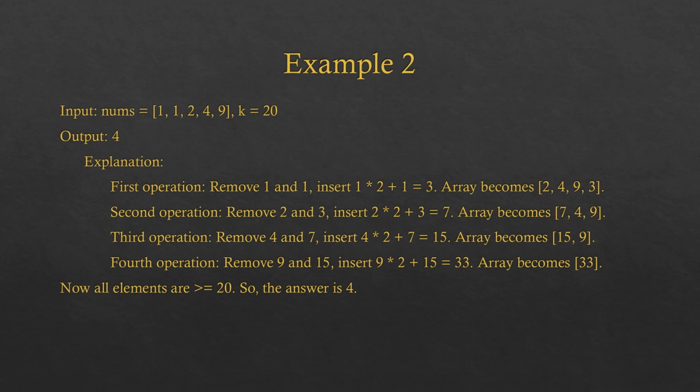In the third operation, we remove 4 and 7, and the new number is 4 times 2 plus 7, which equals 15. The array becomes 15, 9. In the fourth operation, we remove 9 and 15, and the new number is 9 times 2 plus 15, which equals 33. The array now becomes 33. Now all elements are greater than or equal to 20. The answer is 4 operations.